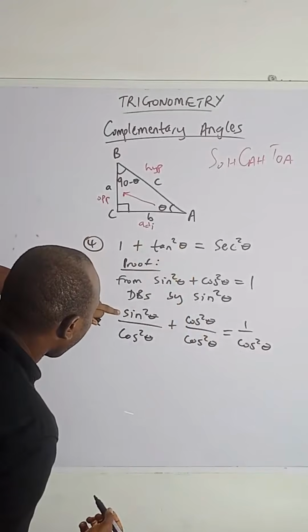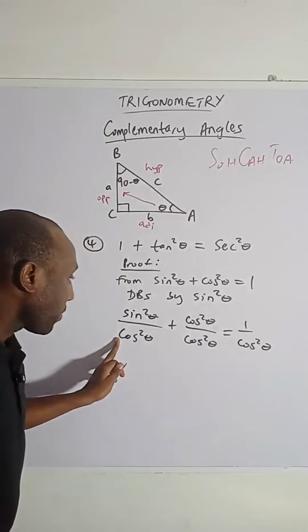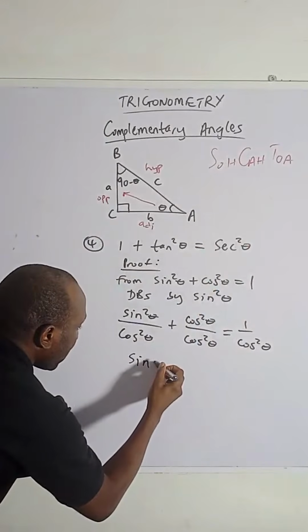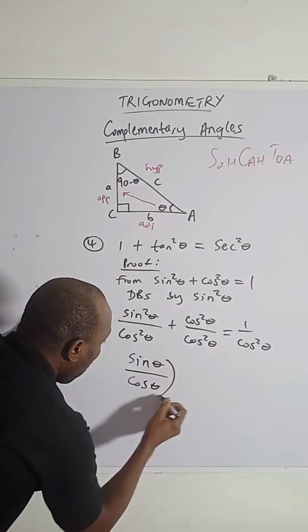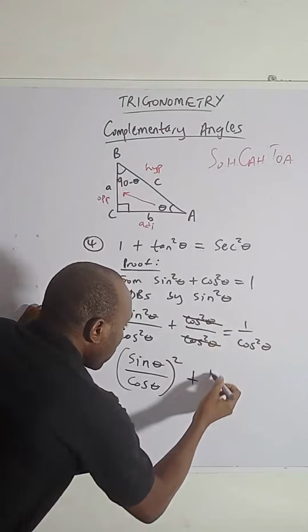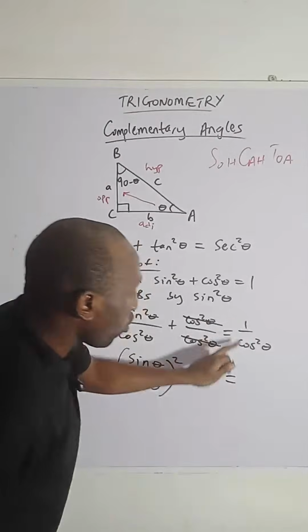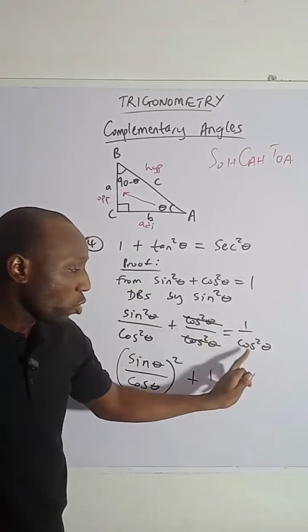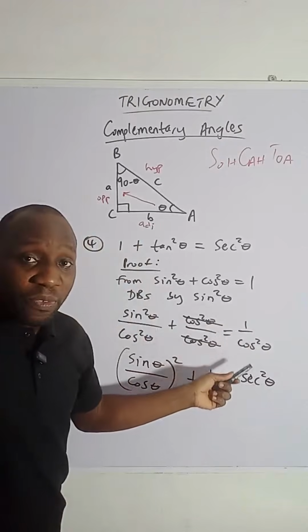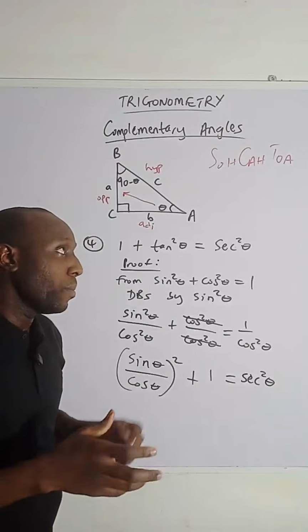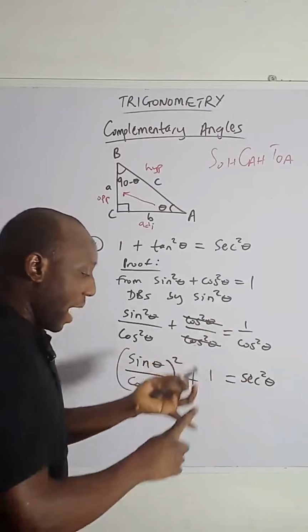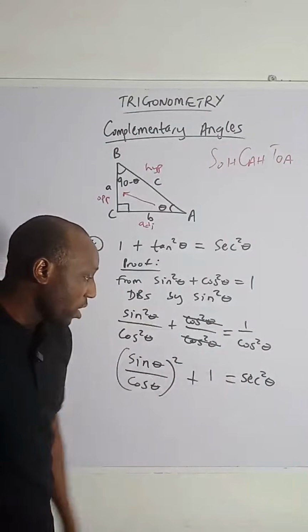So what is sine square theta divided by cos square theta? Okay, let me rewrite this as sine theta over cos theta all raised to power 2. Of course, I can do that. Then plus this cancels this, you get 1. And this is equal to, what is 1 over cos square theta? 1 over cos square theta is sec squared theta. We did it before. What's it called now? Reciprocal of tan, of cos, and of sine. We've done this before. Okay.